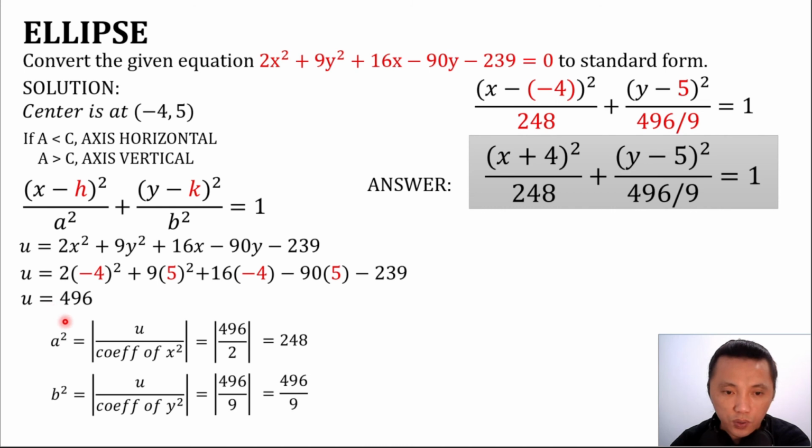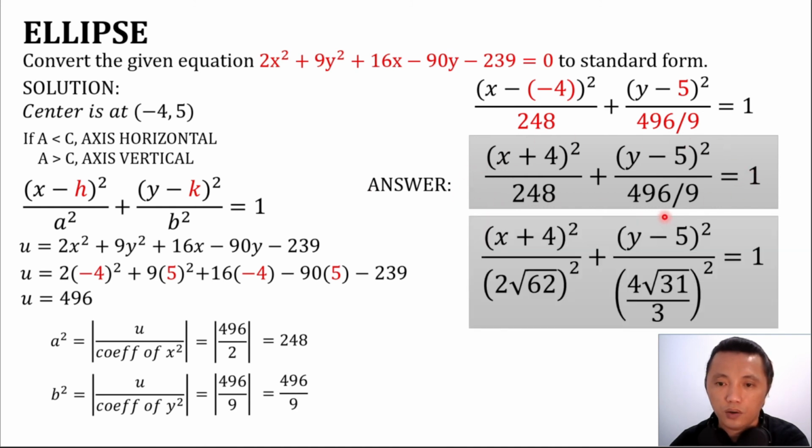After getting the value of U, you have A squared and B squared. So if A here is paired with X, you should pair it also with X. And if B is paired with Y, you should pair B here with Y also. Solve for the value of A squared and B squared and substitute all the values to the standard form. So you have here your standard form, with the value of A and this is the value of B. Okay, so that's very easy, right?